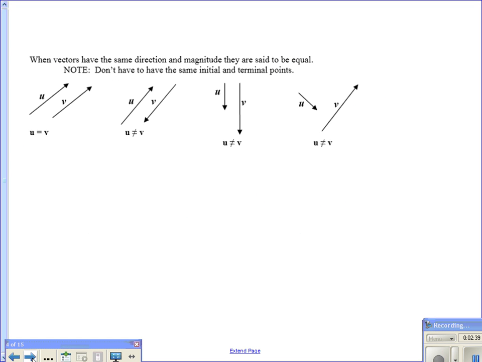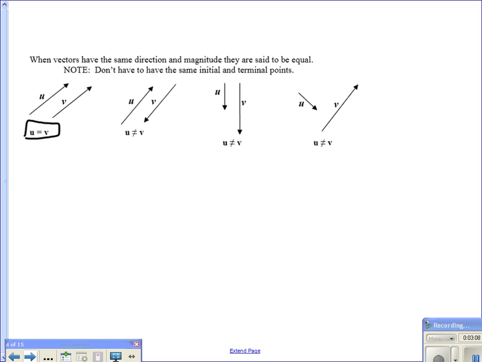Okay. When vectors have the same direction and magnitude, they are said to be equal. Note, they don't have to have the same initial and terminal points. So these give us equivalent vectors, and it allows us to basically move vectors around on our coordinate plane and position them in different places. So again, if you look at vector u and vector v for the first pair, these are equal vectors because they are the same length and same direction.